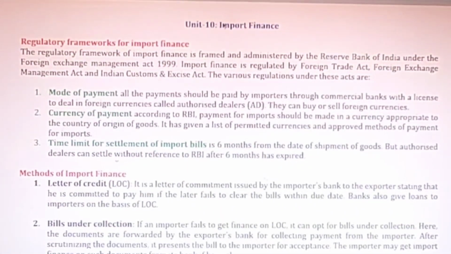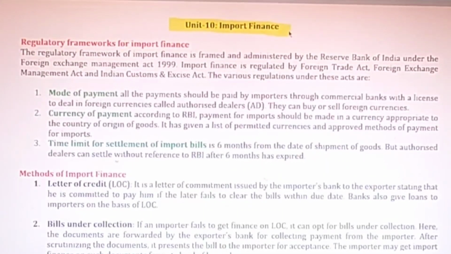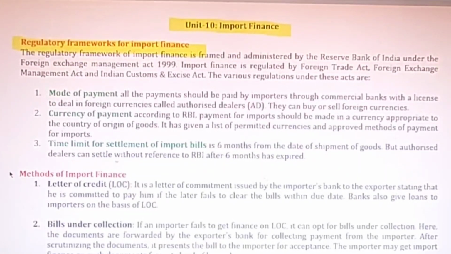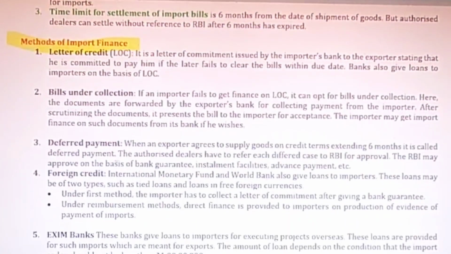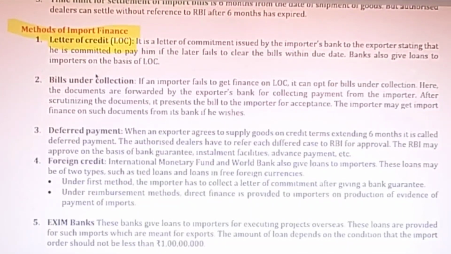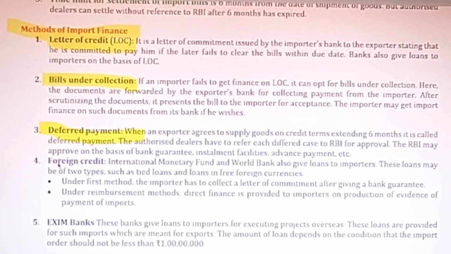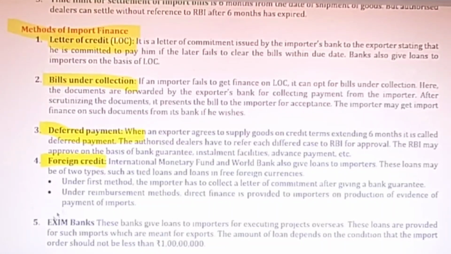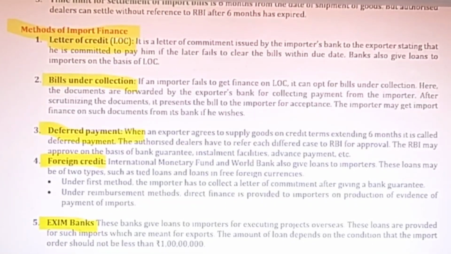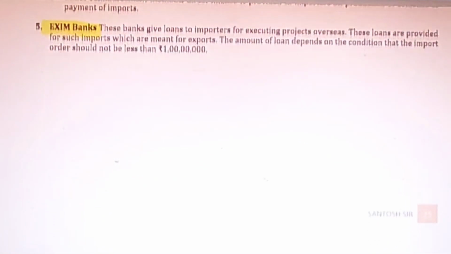Unit 10 is on import finance. Export finance we have already done. For import finance, what is the main regulatory framework, and the different methods to raise import finance. I have written here 5 methods. The first one is LOC, letter of credit. Second one, bills under collection. Third one, deferred payment. Fourth one, foreign credit, and fifth one, Exim Bank. So these are a few sources through which import finance can be obtained.